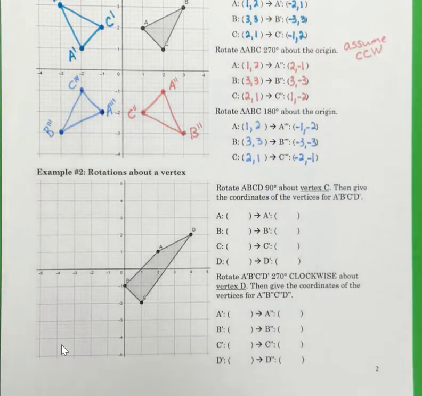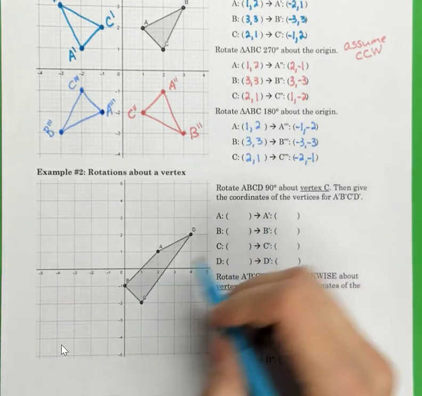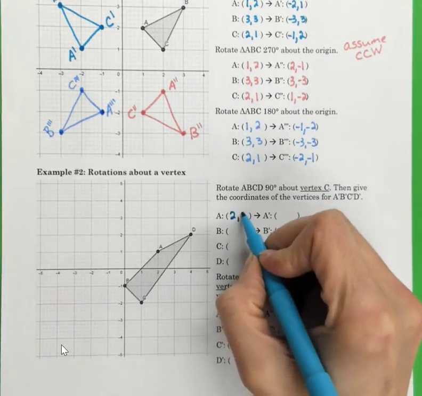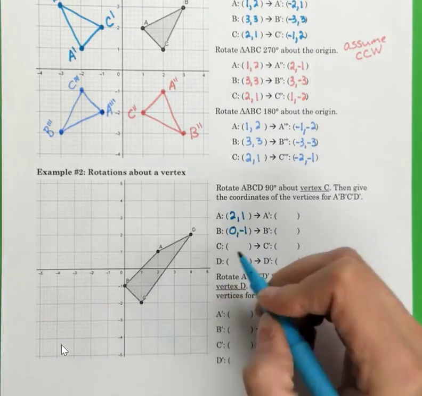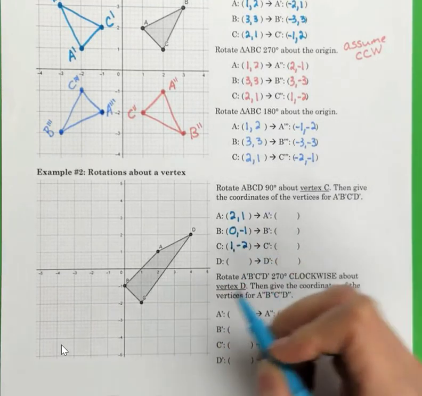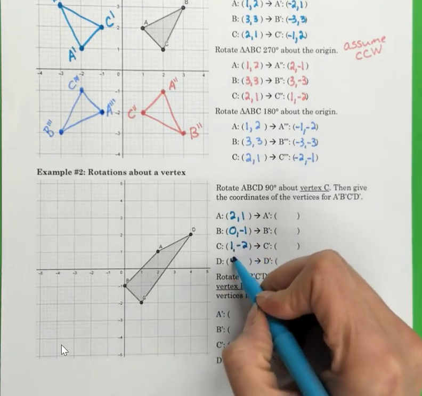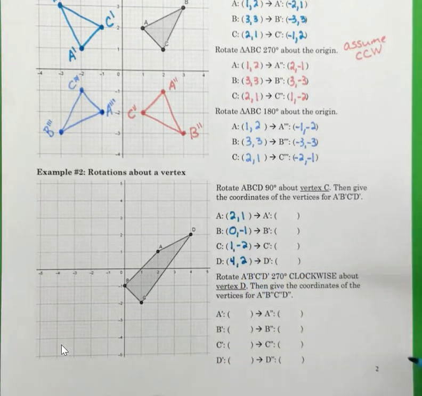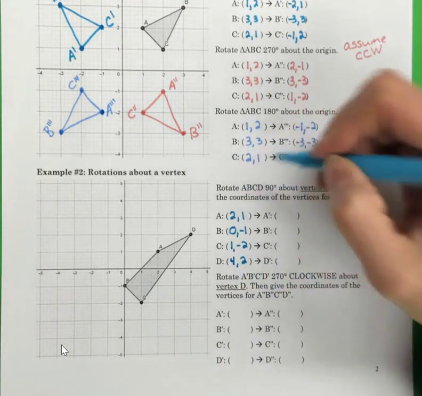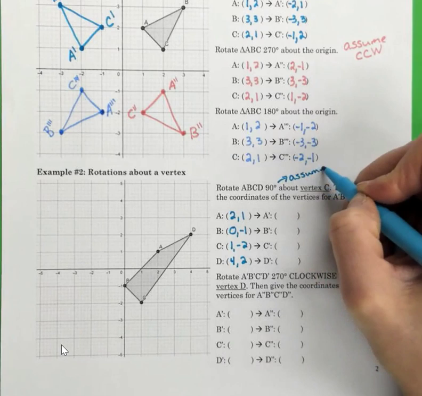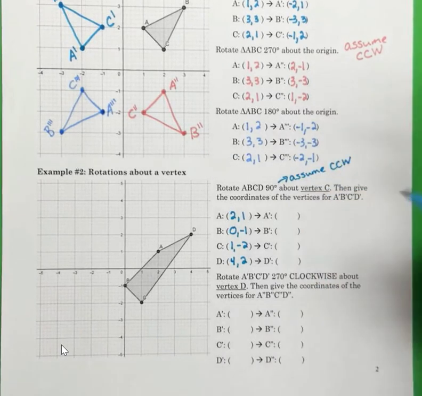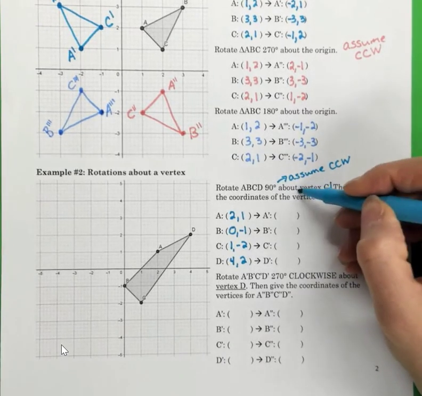So before we get too bogged down with all the details, let's just record our points. A is at 2, 1. B is at 0, -1. C is at 1, -2. And D is at 4, 2. And we're told we want to rotate it 90 degrees. It does not specify, so we are going to assume counterclockwise. But this time, instead of rotating about the origin, we are rotating about vertex C.